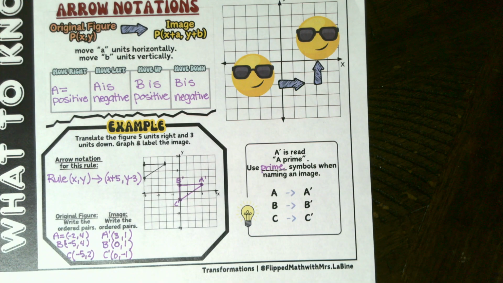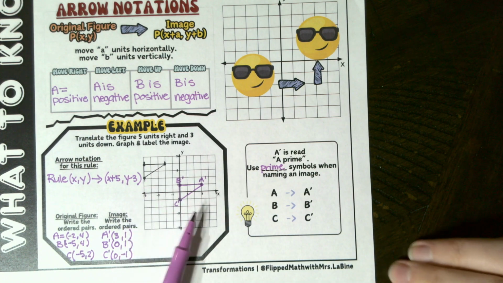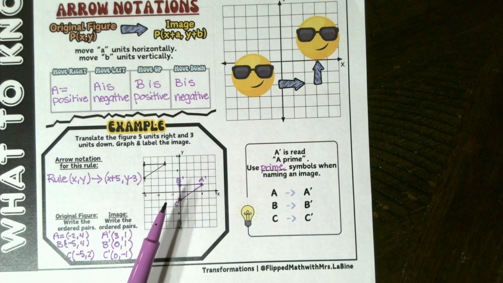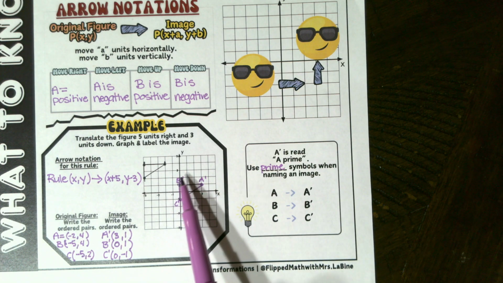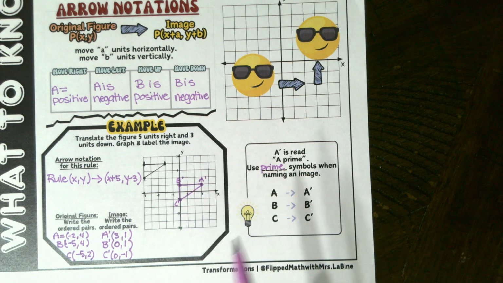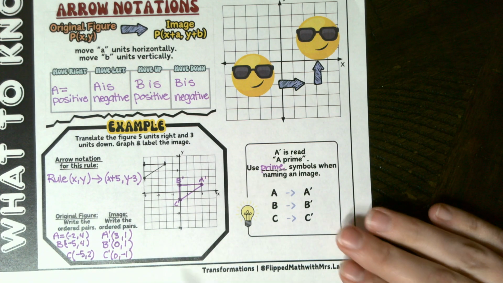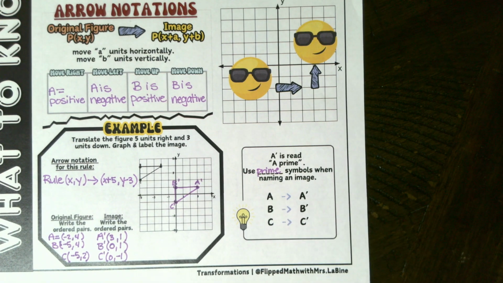Okay, so that's also very helpful if you get a graph that already has both the original and the image, then knowing that this symbol means that this is prime tells you that that's the image. So then you'll be better able to answer the question for that problem. Okay, so that is what you do for this. Let's look on the back side.